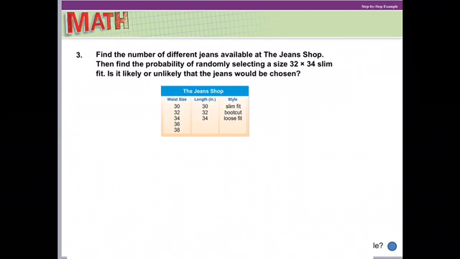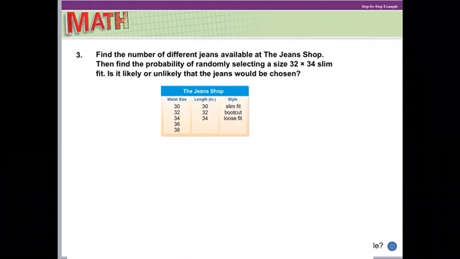Number 3, find the number of different jeans available at the jeans shop. Then find the probability of randomly selecting a size 32 by 34 slim fit. Is it likely or unlikely that the jeans would be chosen? So once we find the probability, we have to see if it would be likely or unlikely.